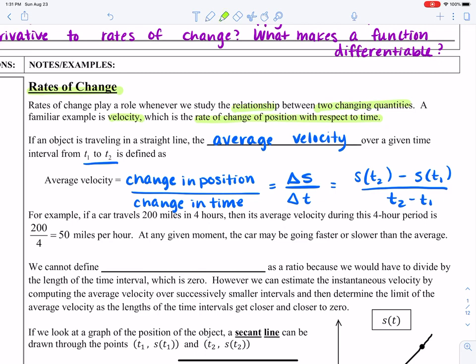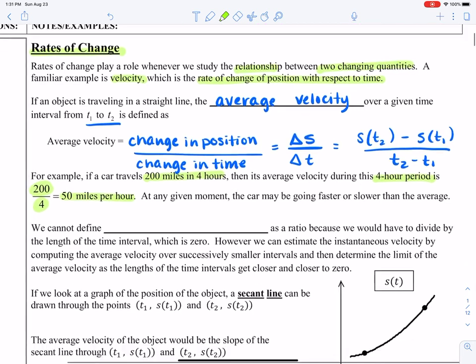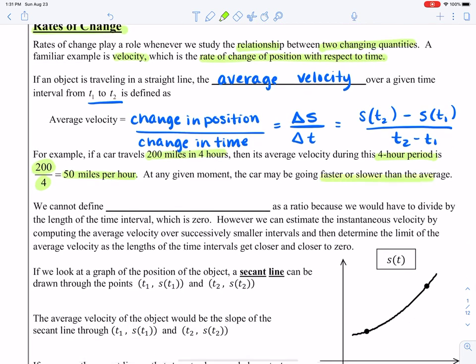Now, a simple example, let's say I travel 200 miles in 4 hours, then my average velocity over this 4-hour period is change in position of 200, change in time of 4, for an average of 50 miles an hour. Now, does that mean that I went 50 the entire time? No. Could I have been going faster at any moment or slower at any moment?